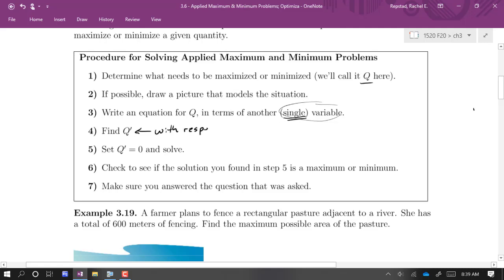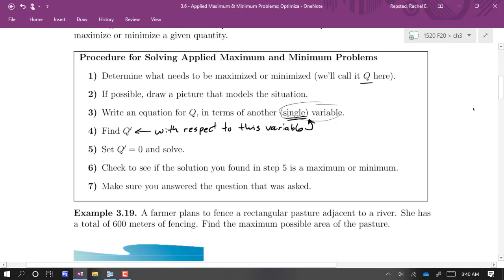In a couple of sections of this chapter, we've always been differentiating with respect to time. We did that in the curvilinear motion section. We did that in the related rates section. Here, we are differentiating with respect to this variable that we use to write the function Q.